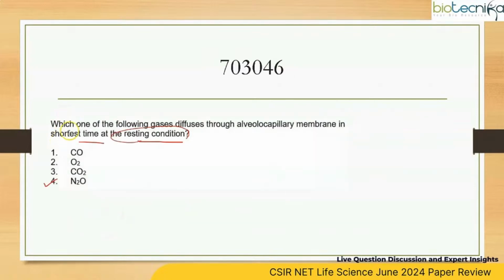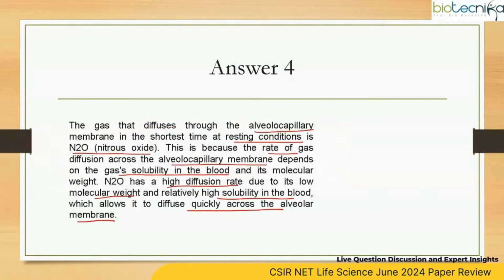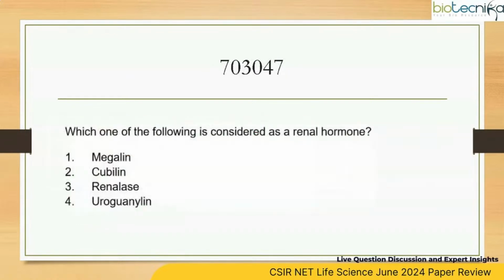Okay. So if we compare between oxygen and CO2, it is CO2 that diffuses faster. But if we compare between all these various gases, so the right answer is N2O over here. The next part B question, so this is from hormones, okay, related to the renal hormone. 703047. Which one of the following is considered as a renal hormone?